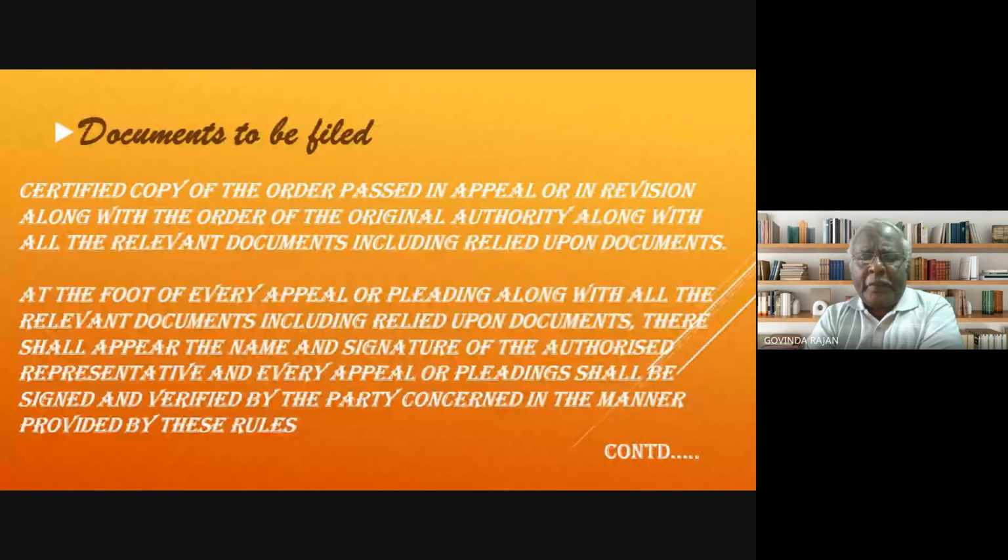At the foot of every appeal or pleading, along with the relevant documents, there shall appear the name and the signature of the authorized representative, and every appeal or pleading shall be signed and verified by the party concerned in the manner. I have already told you, each and every page should be signed. Additionally, the name of the authorized representative or the appellant or his relative, whoever files, should be contained in all pages, and in the final page it should be verified by the party. Now we see who should verify.